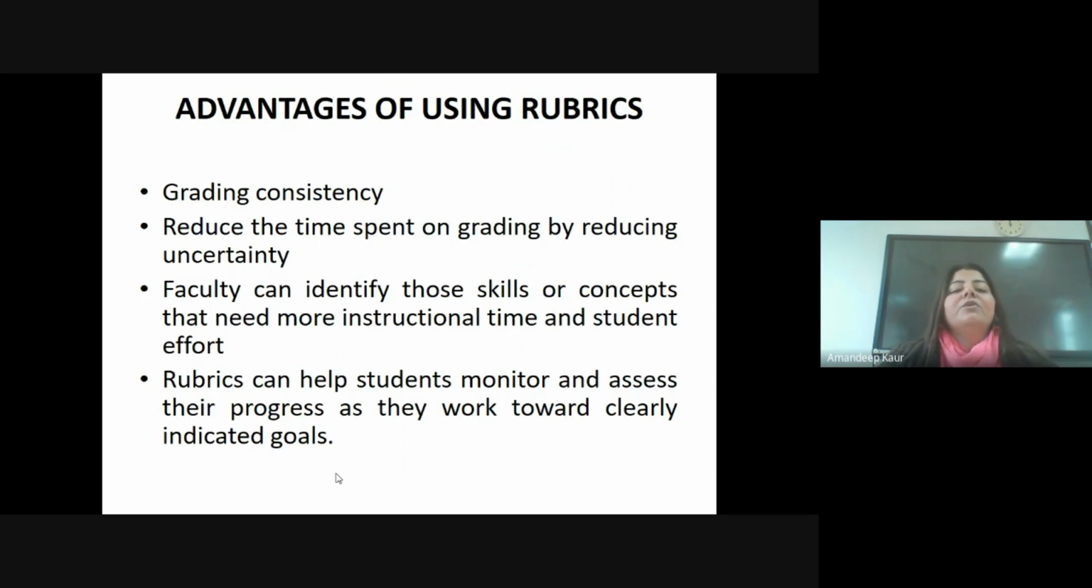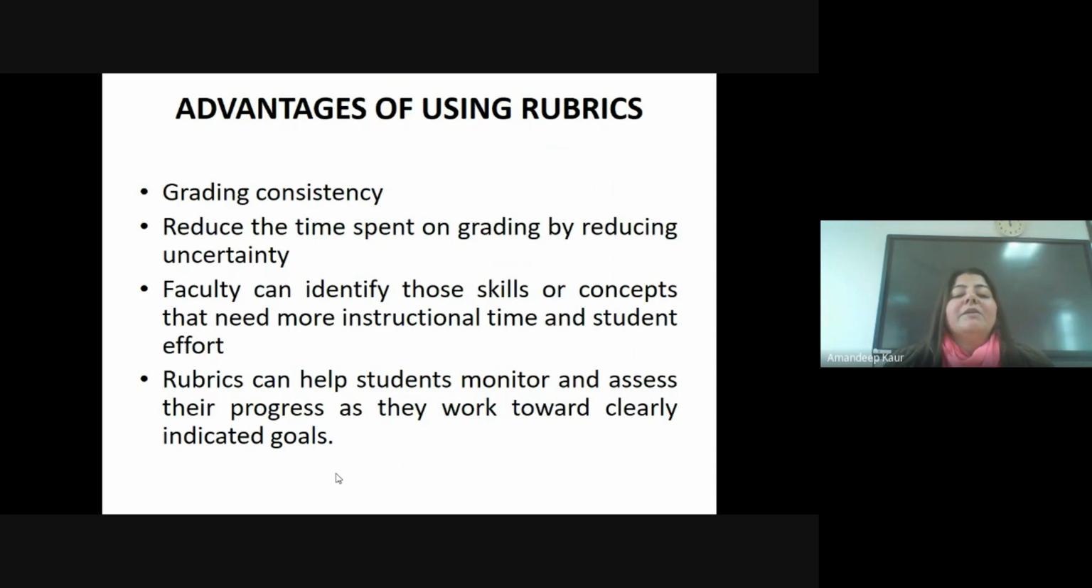Third, faculty can identify those skills or concepts that need more instructional time and student effort. After assessing the performance of the student, the faculty can easily identify that as per the learning outcome, these are the cognitive abilities or these are the psychomotor skills we need to develop among students. After evaluating the students with the help of a standard rubric tool, the teacher comes to know that on these concepts or skills we need to give more or extra time to the students.